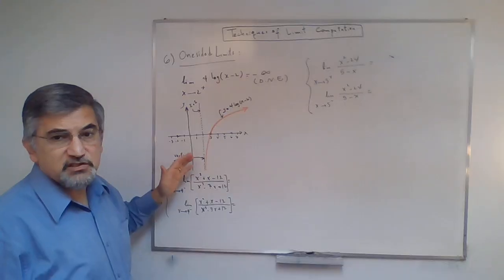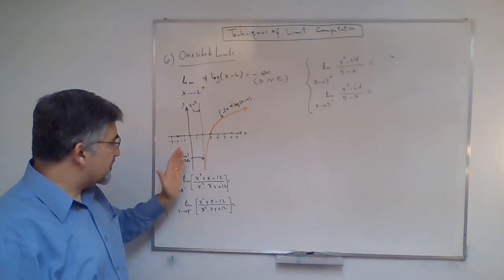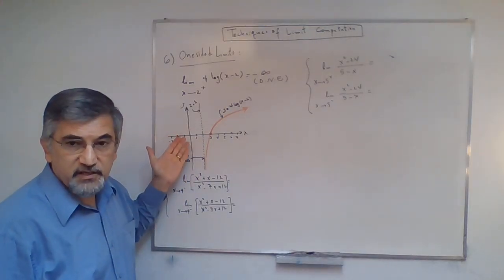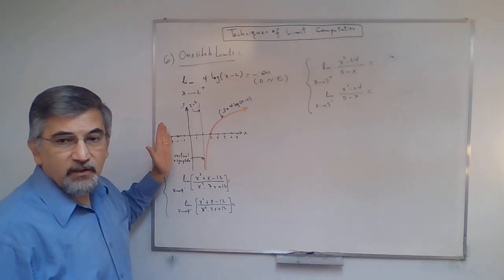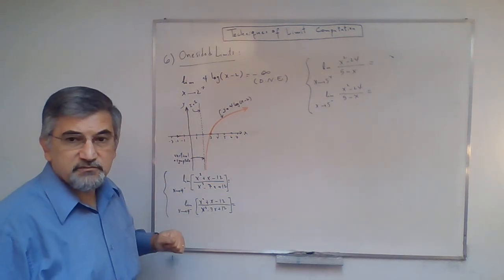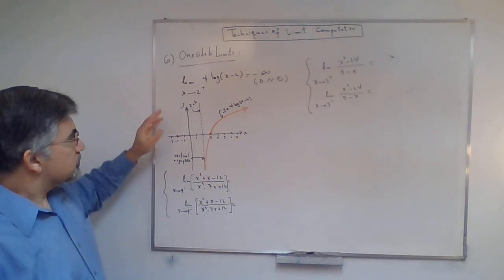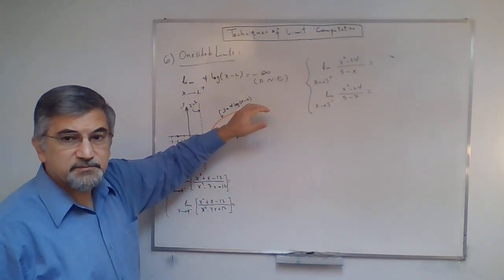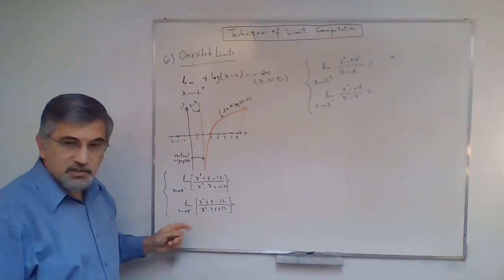In fact, in this case, it doesn't even make sense to say that x approaches 2 from the left-hand side, because on the left-hand side of the vertical asymptote we don't even have a graph. The function is totally undefined on the left-hand side of the vertical asymptote, whose equation is x equals 2. So we say the limit does not exist. To be more specific, the answer is negative infinity.